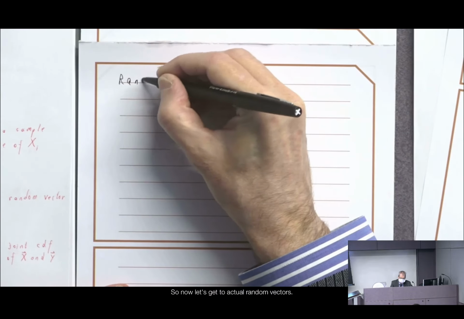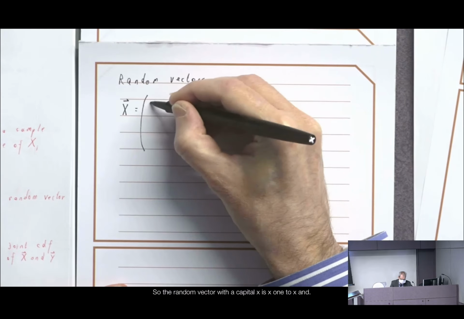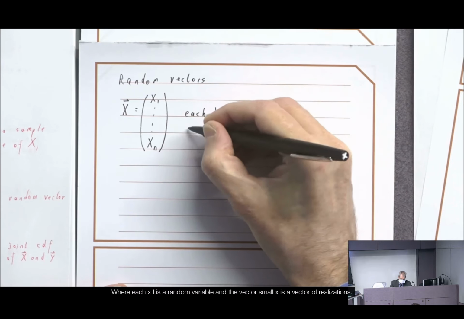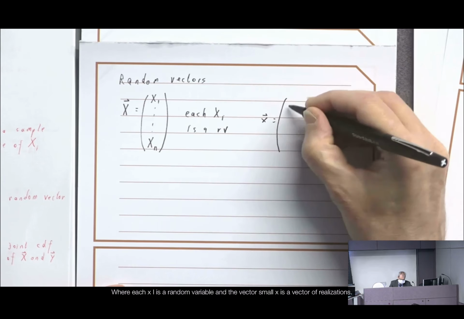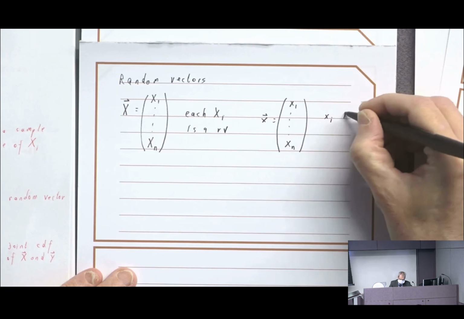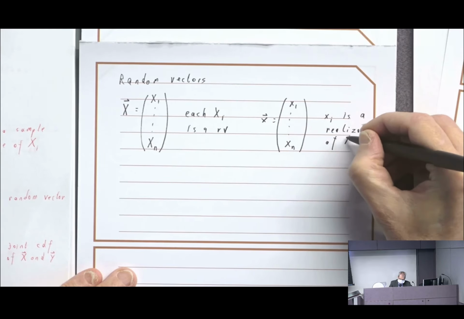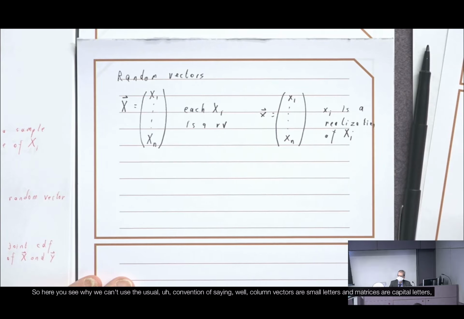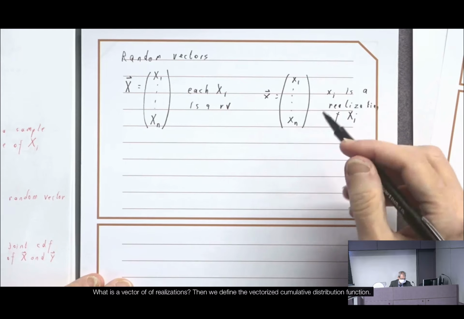So now let's get to actual random vectors. The random vector with a capital X is x1 to xn, where each xi is a random variable, and the vector small x is a vector of realizations. So here you see why we can't use the usual convention of saying column vectors are small letters and matrices are capital letters, because we need capital column vectors as well to indicate the difference between a random vector and a vector of realizations.